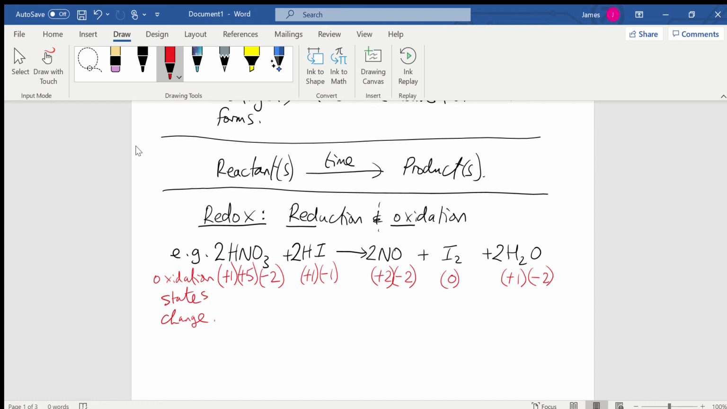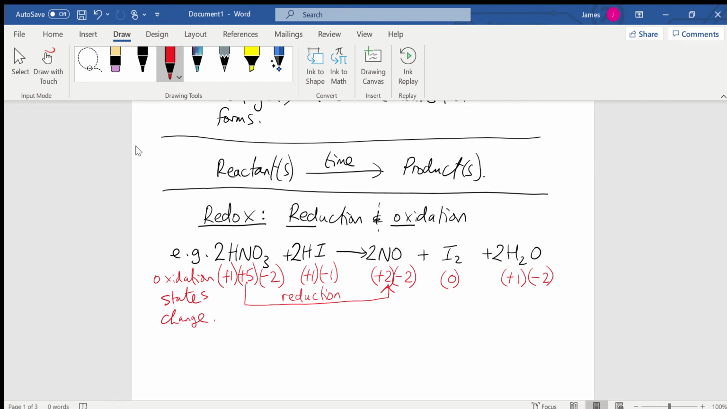But look at nitrogen. Nitrogen is +5 on the reactant side, but it's +2 on the product side. So nitrogen is changing. It's going from +5 to +2. That's decreasing. And whenever you decrease oxidation state, that's evidence of reduction. So we have a decrease in the numerical value of your oxidation state. Recall from the other video, that's reduction.